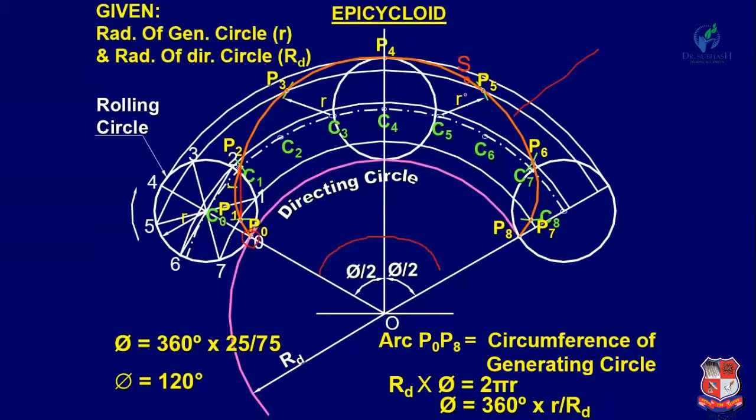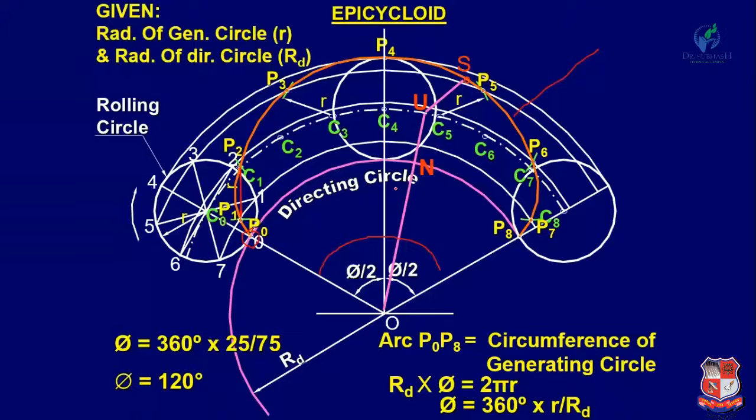So point S will be here, at 115 mm. Now from S as a center, with radius equal to 25 mm, draw a circle and it will intersect this center circle at a point U. Now join U with O, and it will intersect this directing circle at a point N.